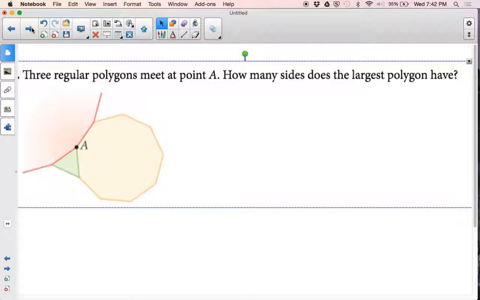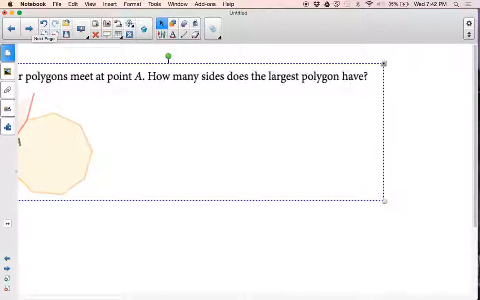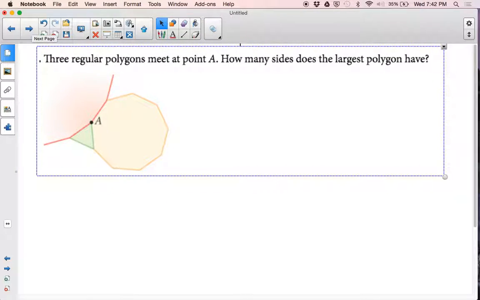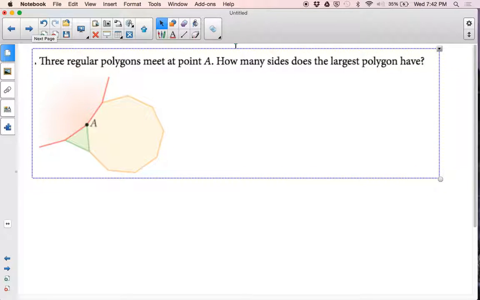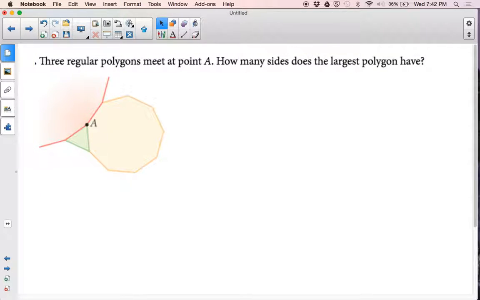So first homework question that the other class asked, that I figured you probably had a question on also, is I think number 17. 3 regular polygons meet at point A. How many sides does the largest polygon have? So what they're asking in this question is, how many sides does this red polygon have?